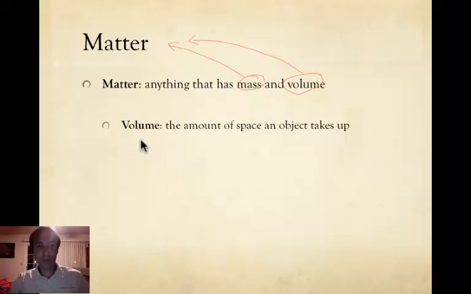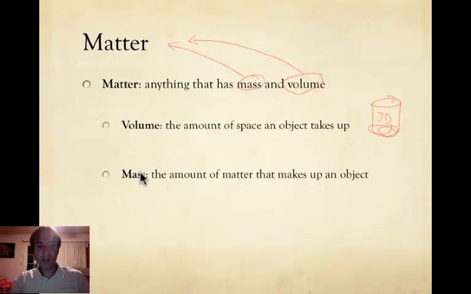So if we go back and just review for a moment, volume is the amount of space that an object takes up. So if I have a cylinder, this cylinder occupies a certain amount of space. Not the prettiest cylinder in the world. Anyhow, that's my volume. It occupies three-dimensional space. Mass, on the other hand, is the amount of matter that makes up an object. This particular cylinder is made up of tiny little particles, atoms. They take up space. Each little atom or particle is an amount of matter making up this object. So you need some matter, and that matter needs to occupy space.